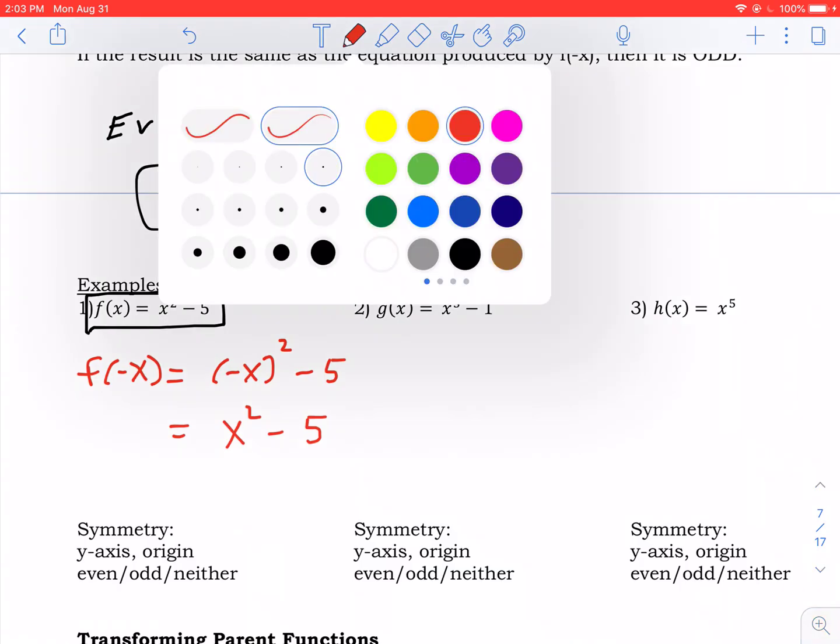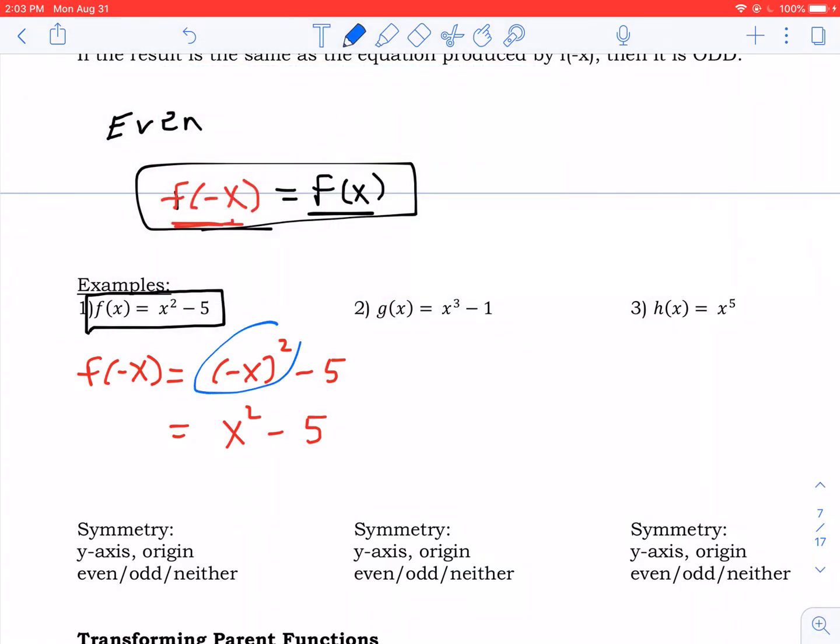And for those of us who are wondering, how did I get that negative x squared was x squared? Well, I remember that squaring a number is the same thing as taking that number and multiplying it by itself. And negative x times negative x, well, a negative times a negative is going to be a positive, and x times x is x squared. So that's how I knew that negative x squared was x squared.